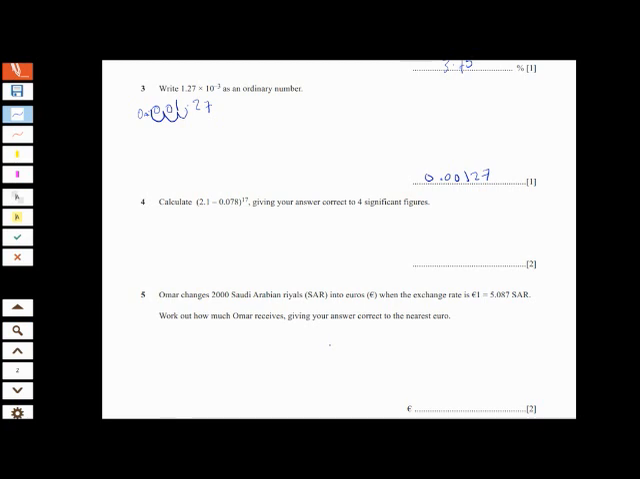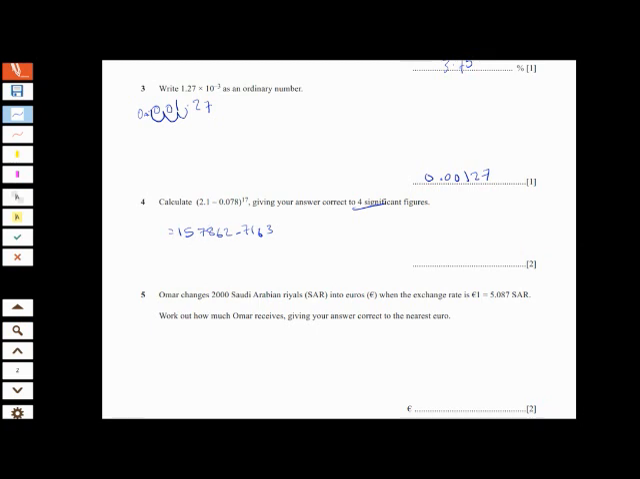Alright, question 4. Calculate that number, giving your answer correct to 4 significant figures. If you key that in your calculator, you'll get 157,862.0.7163, and they want it correct to 4 significant figures. So you count 1, 2, 3, 4, now 8. Then you see the number beside 8 is 6.